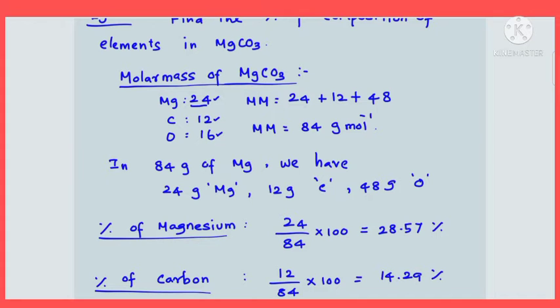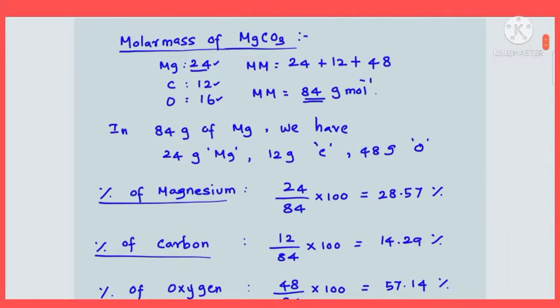Magnesium is one in number, so 1 into 24, plus carbon also one in number, 1 into 12, plus oxygen 3 in number, 3 into 16, which is 48. So we get a summation of about 84. So the molar mass of magnesium carbonate is 84 gram per mole. Now, in 84 gram of magnesium carbonate, MgCO3, the mass of magnesium is about 24 gram, the mass of carbon is about 12 gram, and the mass of oxygen is about 48 gram, isn't it?